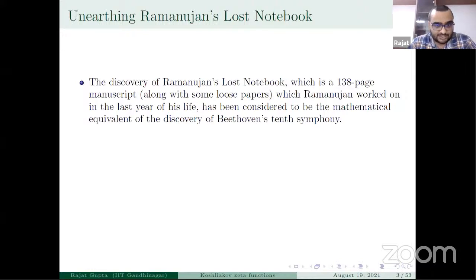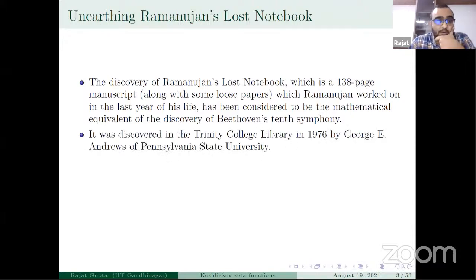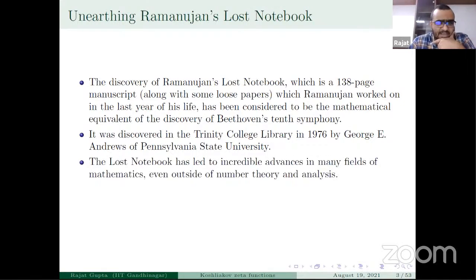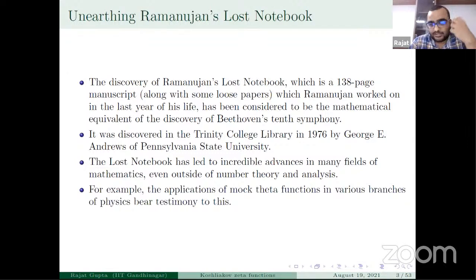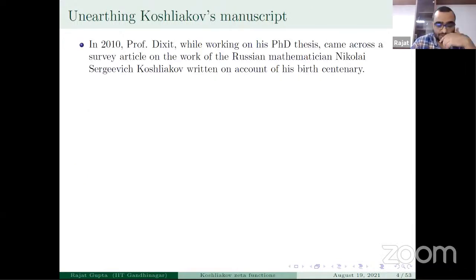So Ramanujan, in the last days of his life, actually wrote a 130-page long manuscript, which is considered to be a mathematical equivalent to the discovery of Beethoven's 10th Symphony. It was discovered by Professor George Andrews in 1976 in the Trinity College Library. It has many advances in many fields of mathematics, outside number theory and analysis too, like the mock theta function, which actually appears in various branches of physics, like black hole theory and string theory. So the story starts here from 2010, where Professor Dikshit was working on his PhD thesis.